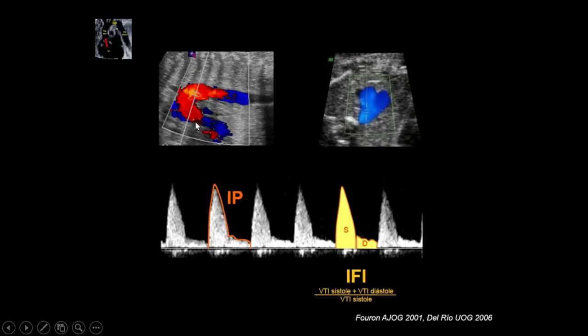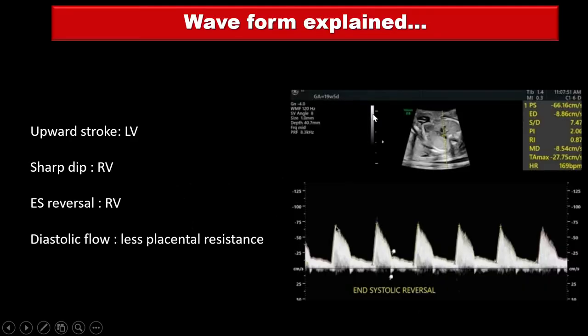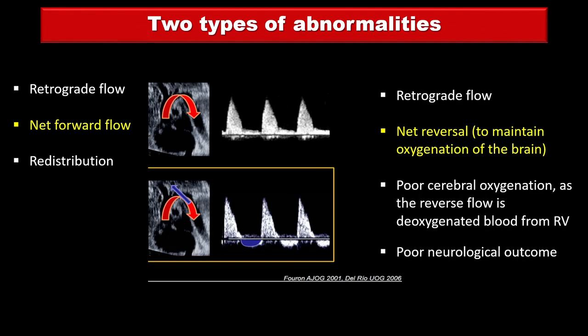And this is where you can interrogate aortic isthmus in sagittal view or in axial view. And the waveform can be explained as the upward stroke because of forward flow from the left ventricle, the dip there because of the backward flow of the right ventricle, and then there is an end systolic reversal, the short reversal there, in a normal pregnancy in later half of the pregnancy because of right ventricular preponderance. In diastole, there is forward flow in a normal pregnancy because placental resistance is low.